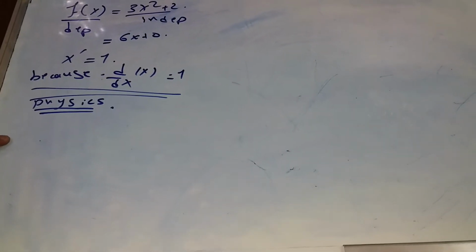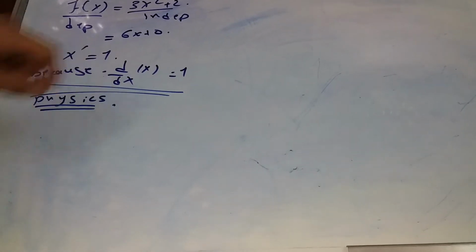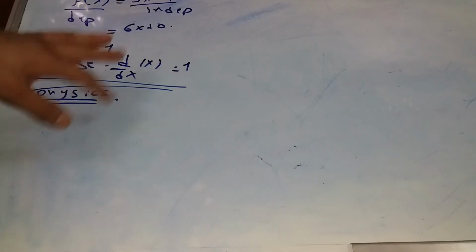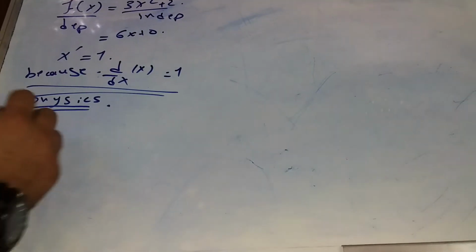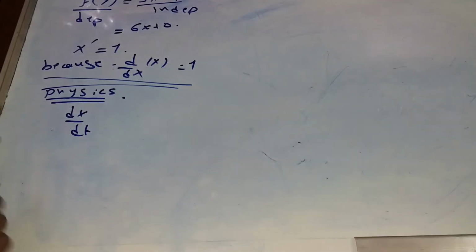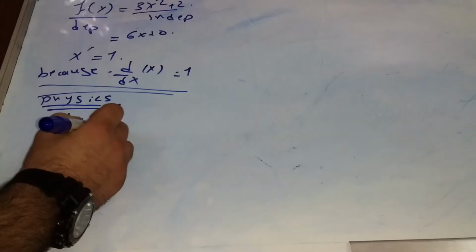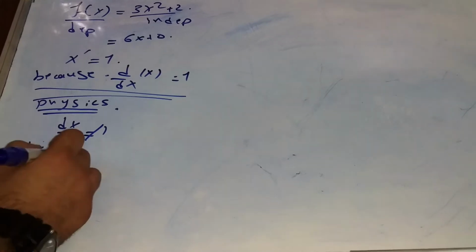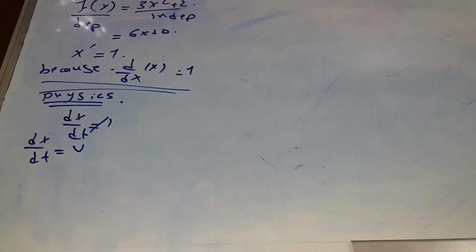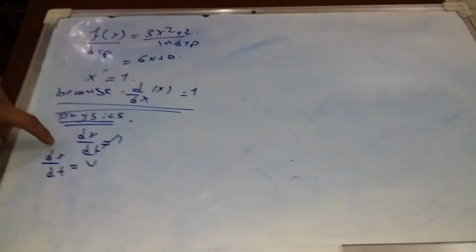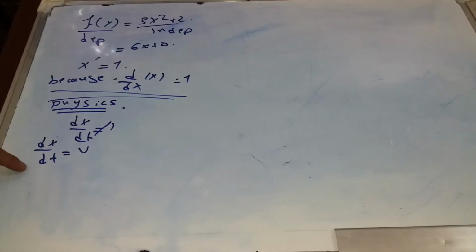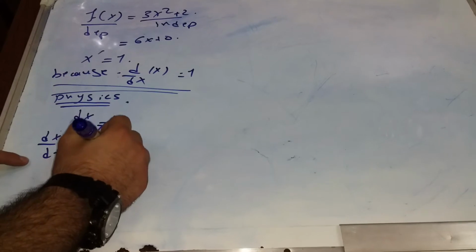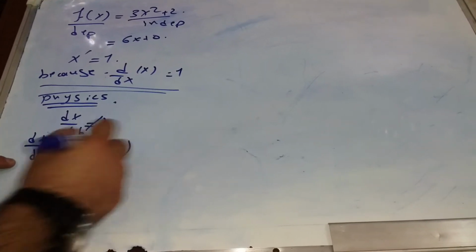In physics, instead of dx we have dt, because all the physical quantities are measured with respect to time variation. Then dx by dt will not be equal to 1. dx by dt is going to be equal to v, which is the ratio of displacement x over the time change dt. So v is measured in meters per second.